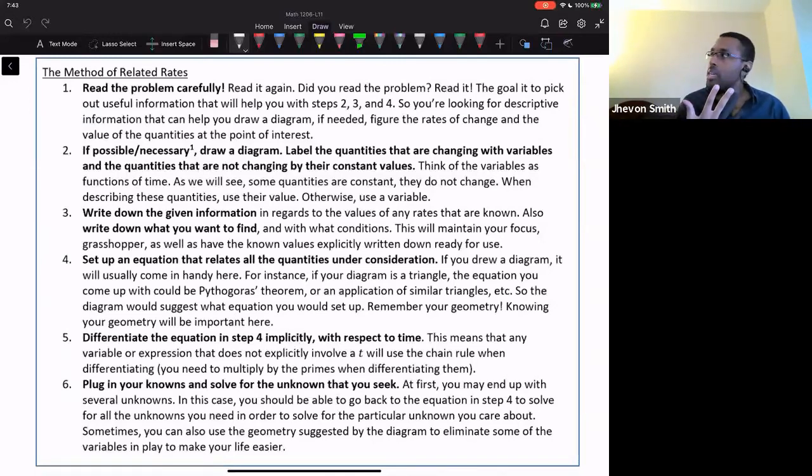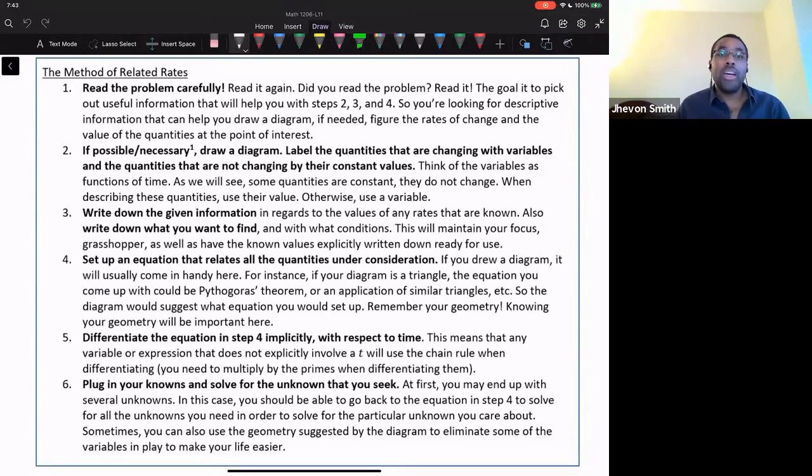Step 3 is kind of for your benefit. It's you setting the goal of what you want to find. So you're going to write down all the rates you know, and then write down the rate you want to find and at what point you want to find it. Essentially, that's what step 3 is. You're just going to say, this is what I know, this is what I want, and now I have a goal. I know at the end of this problem I should be able to say this. I think that's always a good thing, so you don't get lost.